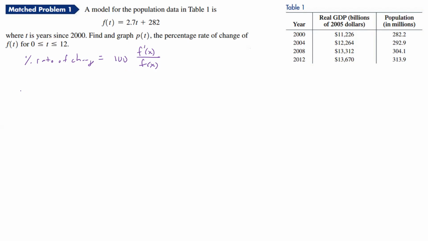So if we want to find p of t, which is our percent rate of change, then we take 100 times the derivative of this, which is 2.7, divided by 2.7t plus 282. Now, 100 times 2.7 is going to be 270, over 2.7t plus 282. So now we can graph this, and let's go to that right now.